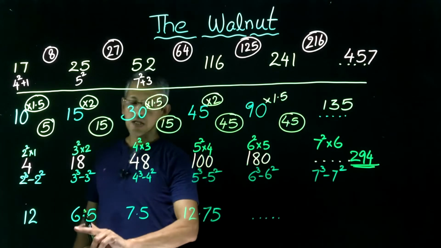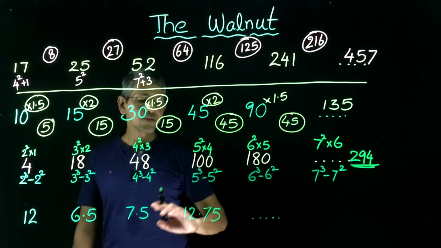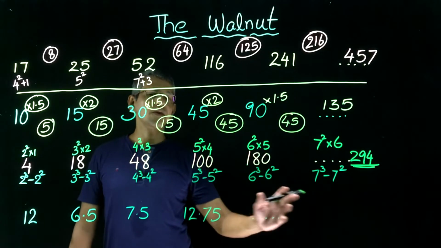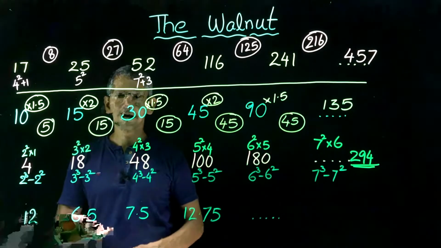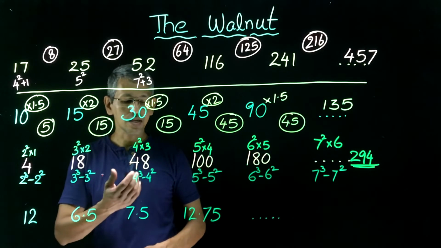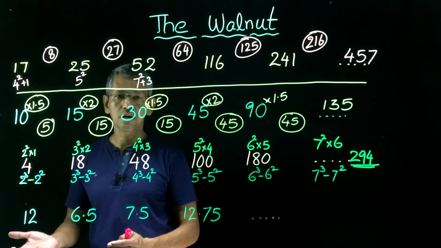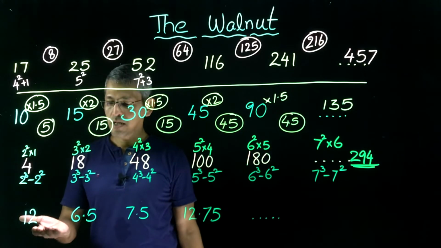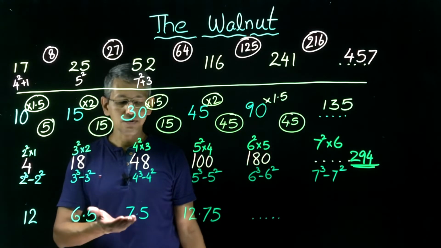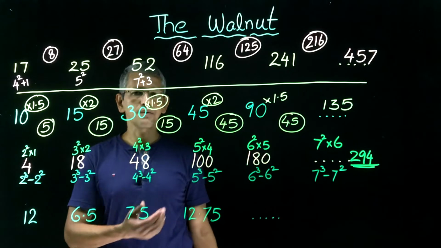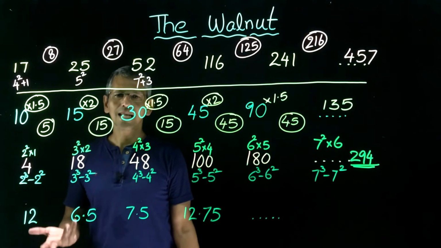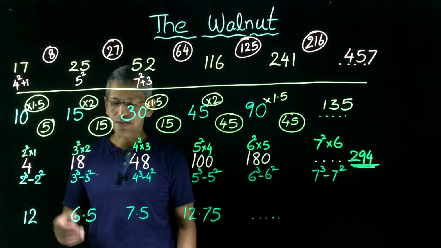12, 6.5, 7.5, 12.75 and what? What exactly is it? Any idea? Some decimal points are here. So is it 120? Well, if you want to remove the decimal points, you can make it 120, 65, 75 and 127.5. Still, that doesn't make much difference here.